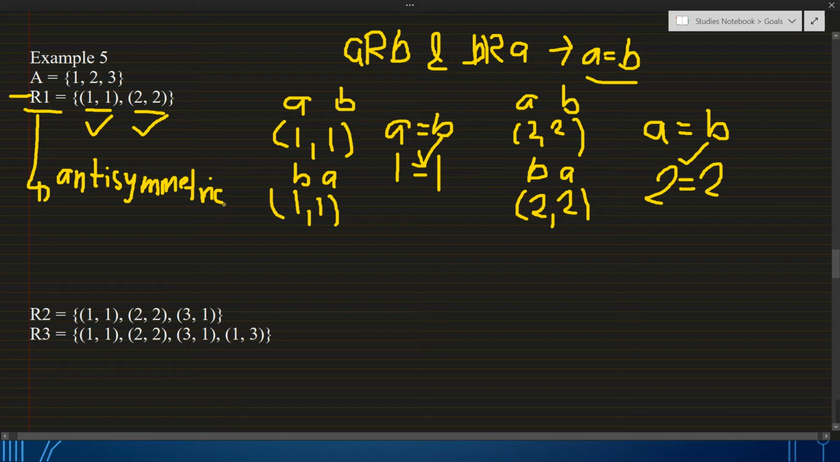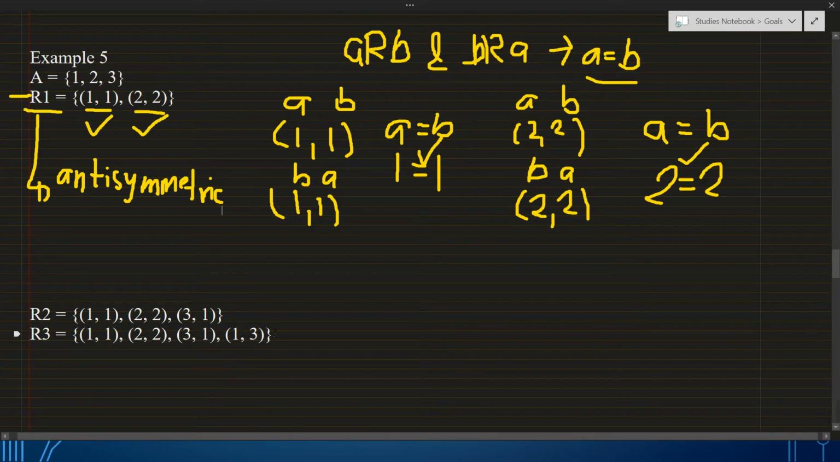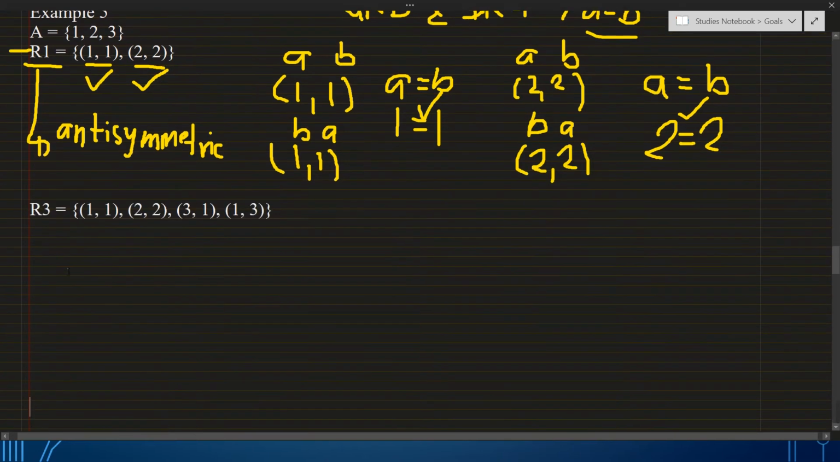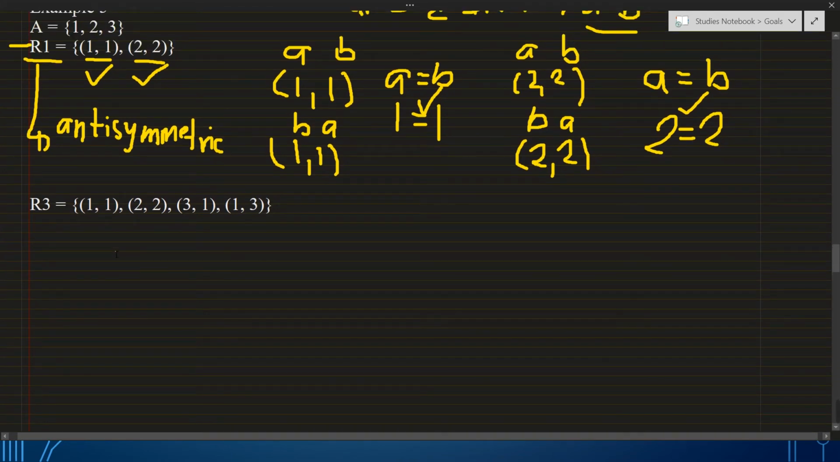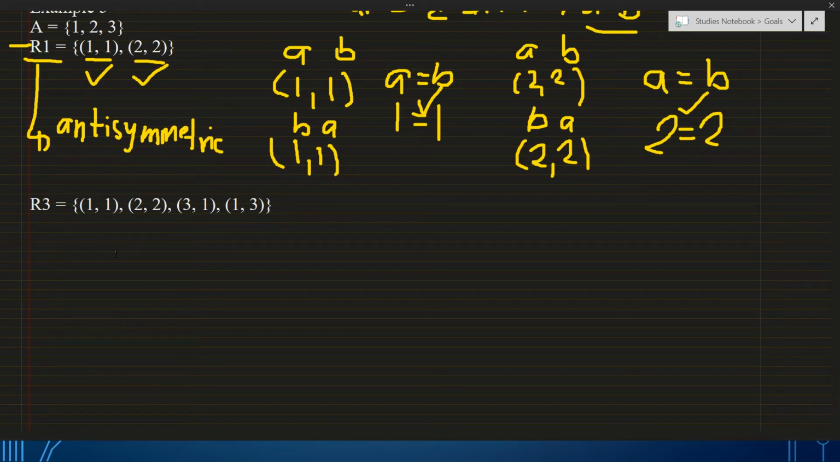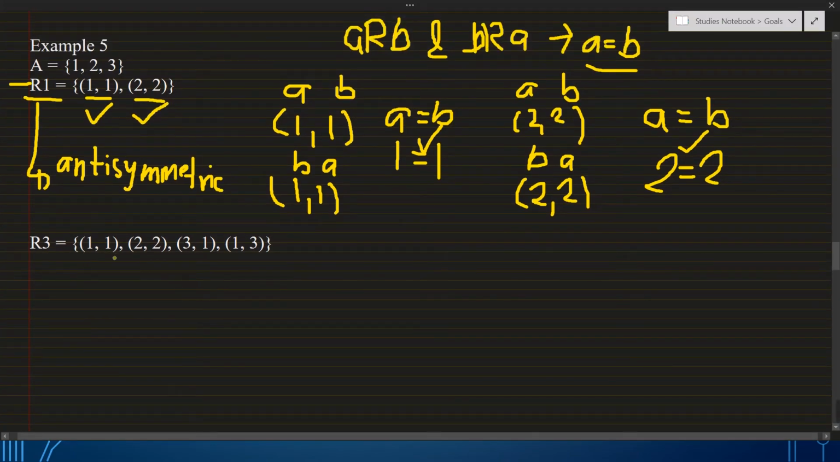Let's move to R3 first before going to R2. So we'll analyze R3 first. What is R3? R3 is relation 3: (1, 1), (2, 2), (3, 1), and (1, 3). We already proved (1, 1) and (2, 2). Next, (3, 1) and (1, 3).